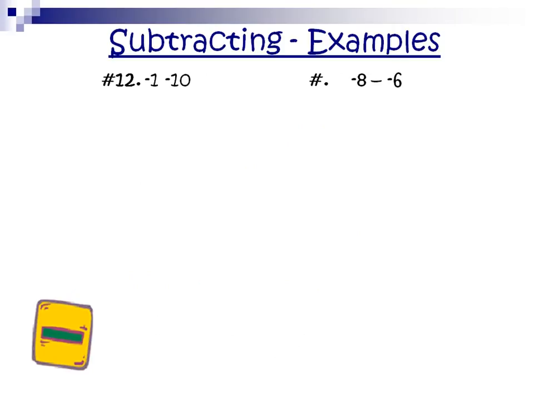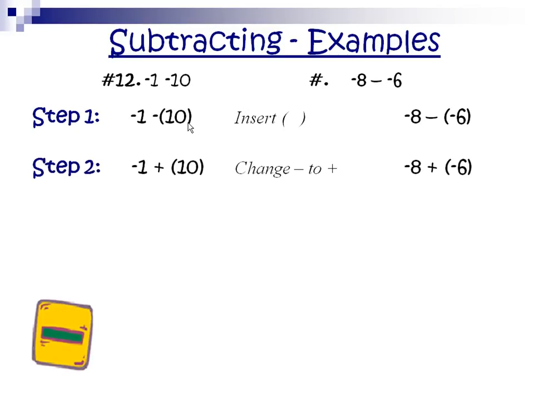Subtracting, some examples. On the worksheet for number 12 we have negative 1 minus 10. What you're going to do here is first just put a parenthesis around the 10. So notice that the 10 is positive here. And on this side we have negative 8 minus a negative 6. So notice that the 6 is negative.